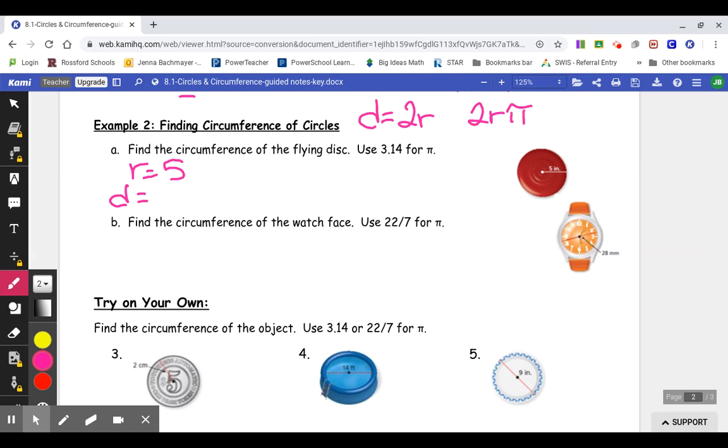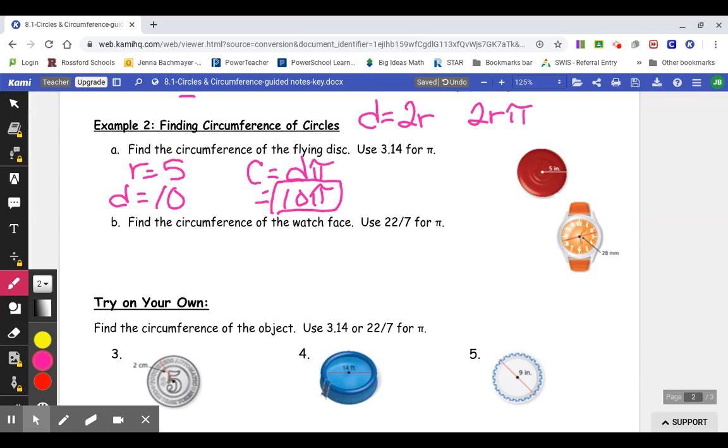So to go from radius to diameter, we multiply by 2. So we get 10 for the diameter. Our circumference formula, whichever one you would prefer to use, I prefer to use diameter times pi. So I'm going to take 10 times pi. Now, because I have 10 pi, that is actually an exact answer.